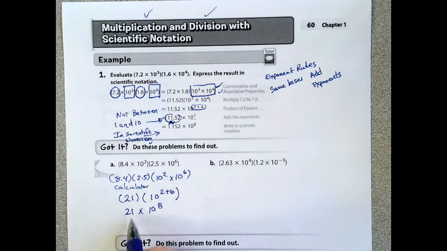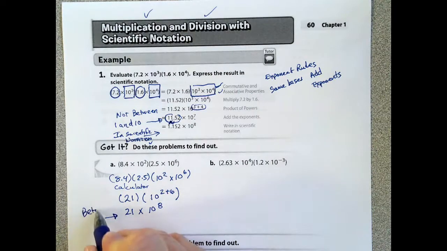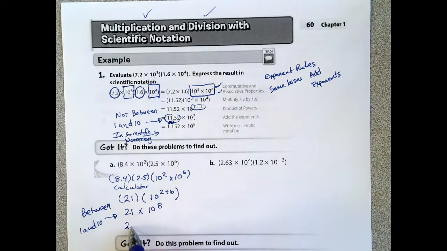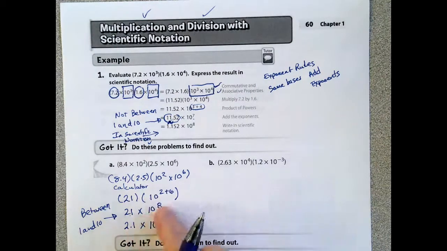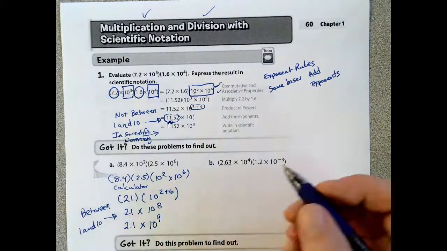But I'm not in scientific notation yet. This number has to be between 1 and 10. So I need to move it to 2.1. I made it smaller by 10. What am I going to do to this exponent? I'm going to make it larger because I have to compensate. Okay, we'll do one more.